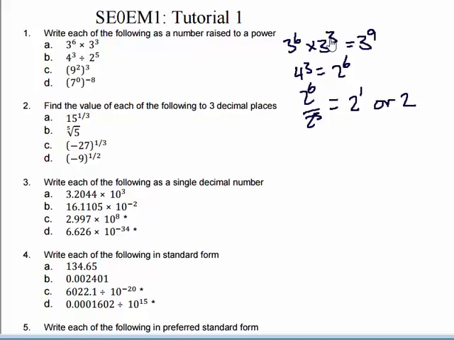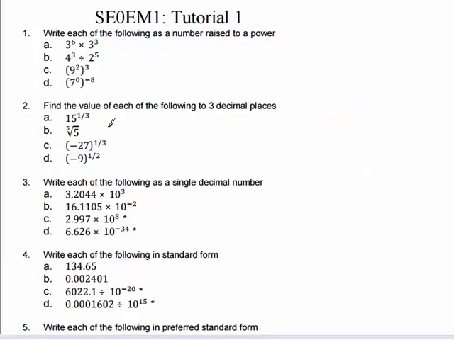Part C. 9 squared is the same as 3 to the power of 4, so we've got 3 to the power of 4 cubed, and that's equal to 3 to the power of 12. Part D, we've got 7 to the power of 0. Now anything raised to the power of 0 apart from 0 is equal to 1. So we've got 1 to the power of minus 8, which is the same as 1. So that's question 1.